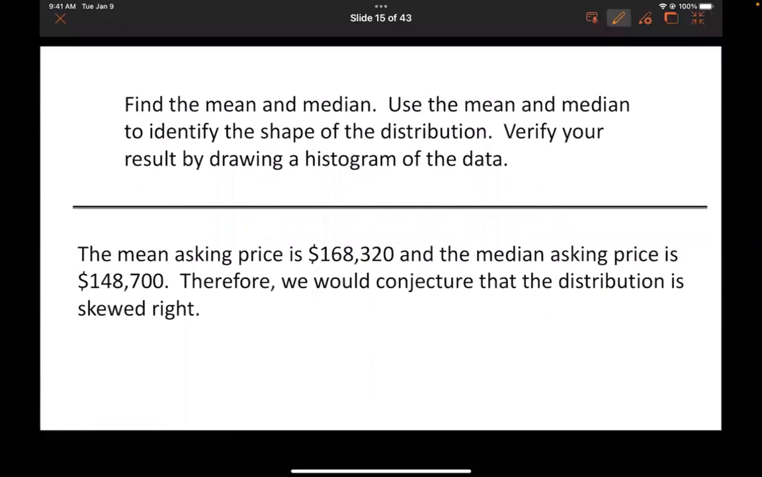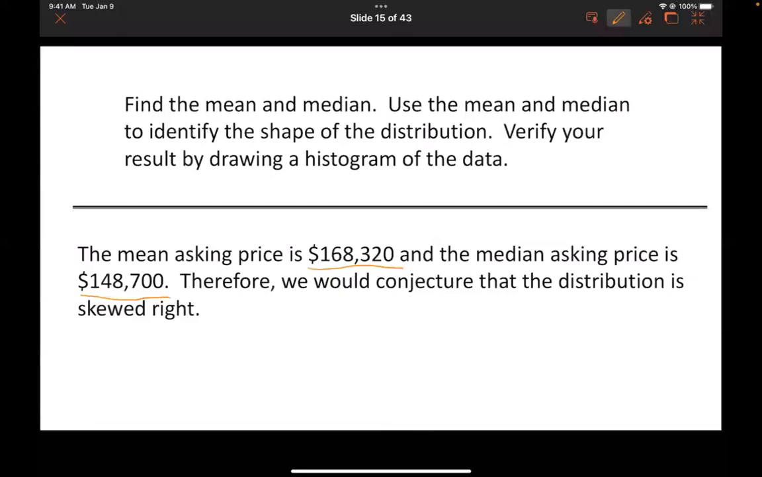Because it was a lot of data, I usually won't make you do anything by hand if it's a ton of data, but I'm also going to show you something fancy once we get to standard deviation. So anyway, the mean asking price is 168,320. The median asking price is 148,700. So our mean is significantly higher than our median. I would say that $20,000 is probably a significant difference. Based on that, we can say that it is skewed right because our mean is significantly higher than our median. Make sense?